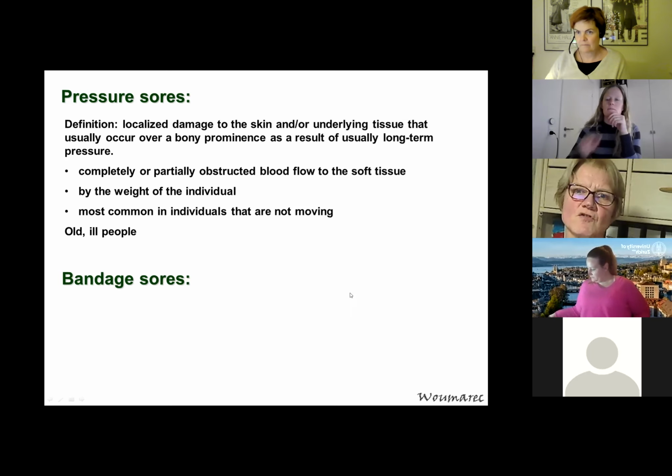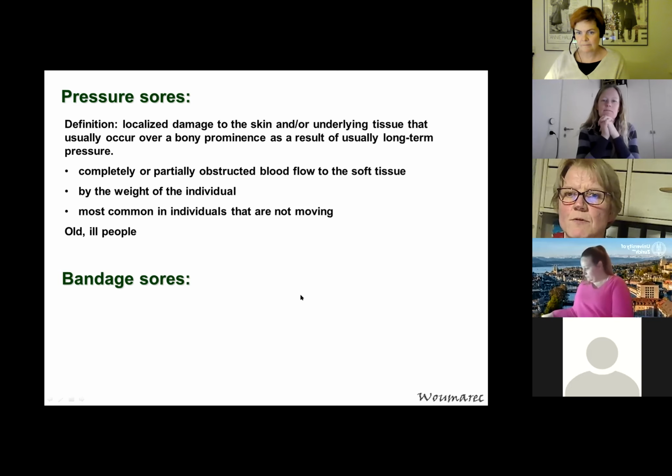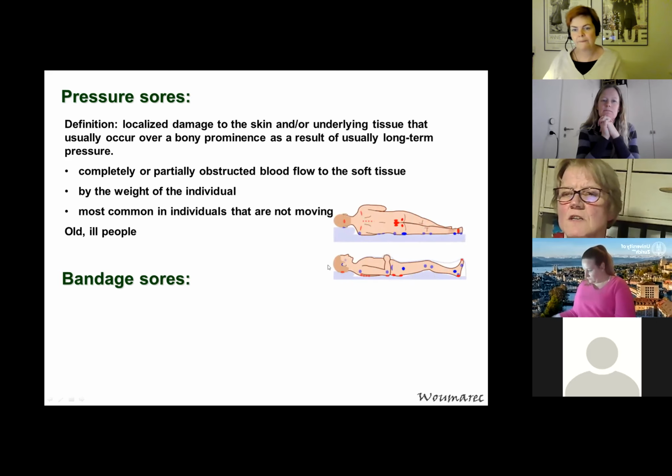And we see the pressure sores most commonly in individuals that are not moving. So we can conclude that pressure sores are most common in old people, ill people that are laying in the bed or sitting in a wheelchair, and those people are more susceptible for pressure sores. However, in our veterinary practice, we see more often bandage sores. Actually, this is of course people where we see the pressure sores.